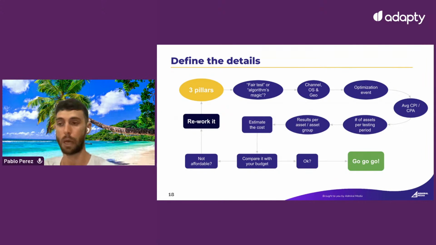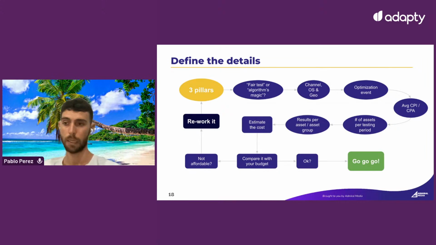Similar question about geolocation. What optimization events do I want to optimize for? Is it install? Is it trial? Is it subscription? The further down the funnel you go, the more expensive the testing approach or the budget that we'll need to assign to the test will be. You will need to calculate your average cost per action or cost per install, depending on which event you chose for optimization.